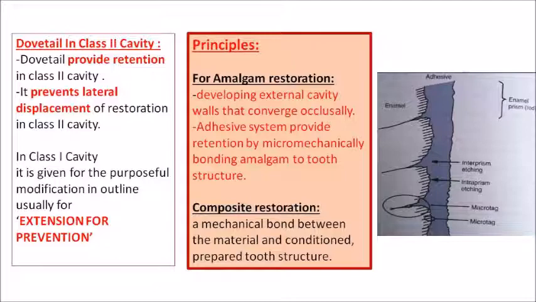In cases of composite restoration, a mechanical bond should be obtained between the material and the conditioned or prepared root structure. Now you can see in the picture enamel adhesive, prismatic etching and intra-prism etching, and micro tags as well as macro tags can be seen. These tags are in between the enamel and provide the retention for the restoration.